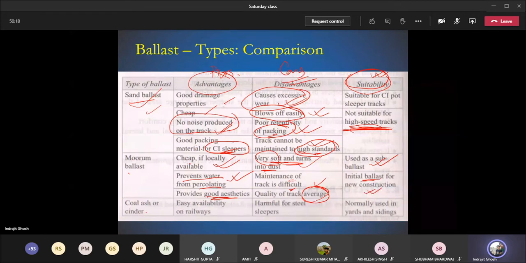Coal ash or cinder, easily available on railways, though I would say this point is not very valid nowadays because we got rid of most of the steam engines, where we used coal. But from the thermal power stations we still have certain supply because those are waste material. Harmful for steel sleepers, that we have seen. For certain sleepers it is bad, so it is harmful for steel sleepers, normally used in case of yards and sidings that you have seen through photos.